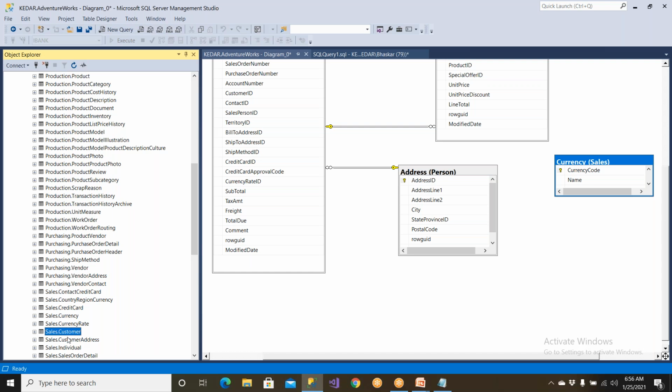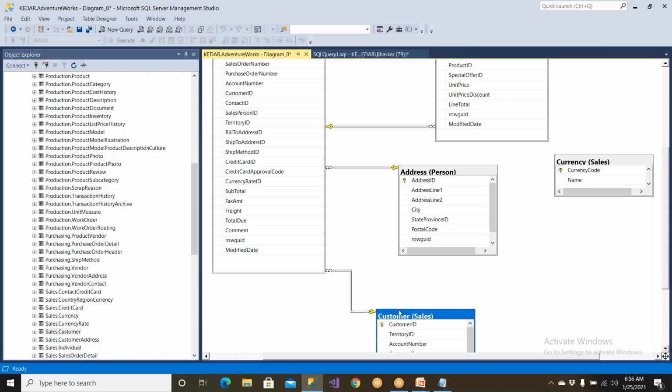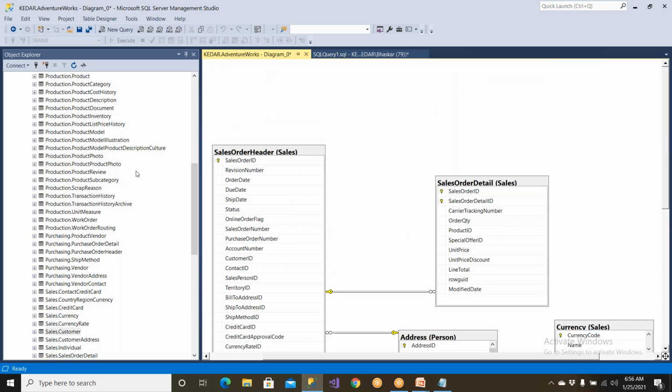Customer table I have, okay? Customer table I have. I wanted to get this and drag and drop this customer table. So this is a diagram, which can show you how the tables are linked.